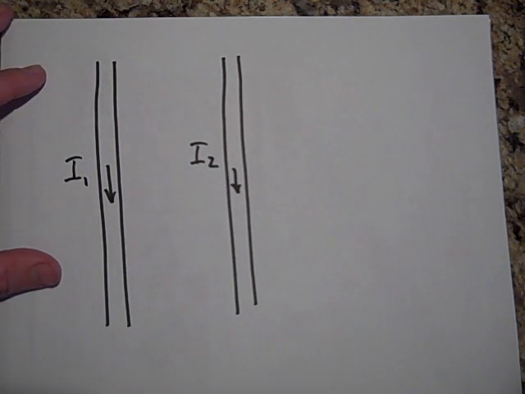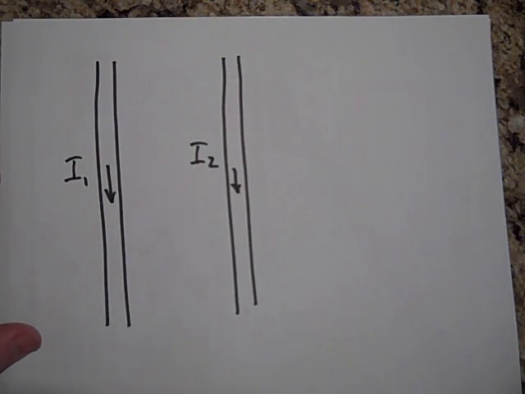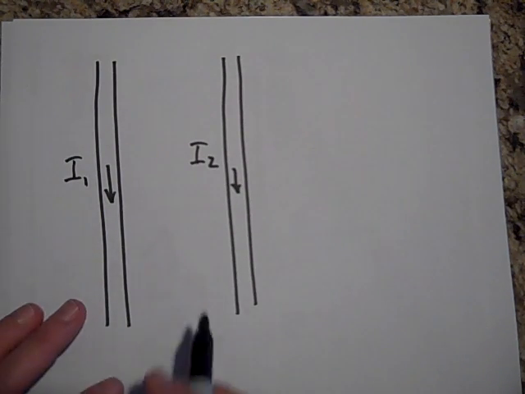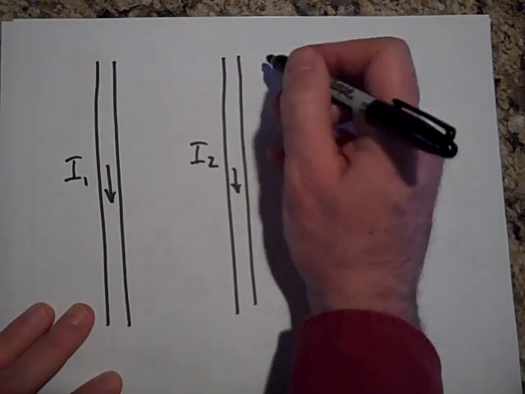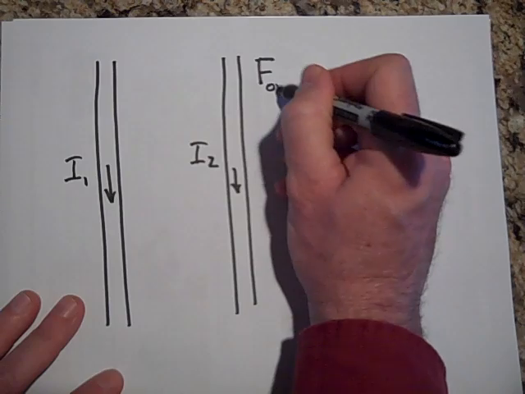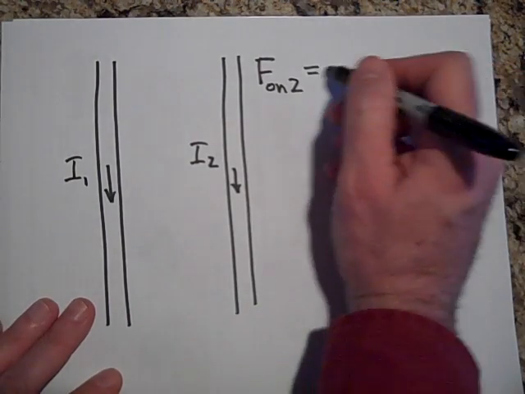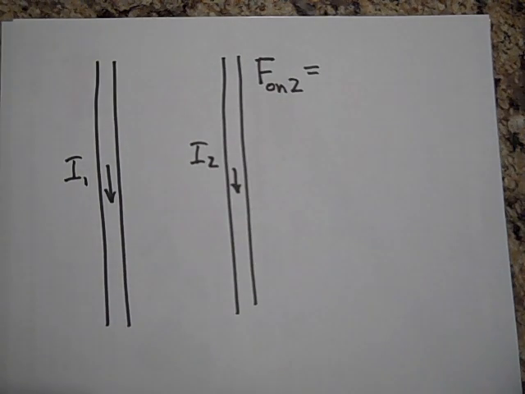Okay, now let's just see what force I2 is going to have on it. The force that I2 is going to have on it is just going to be the force on wire 2, which is going to equal I. Well, let's just see why there's a force first.